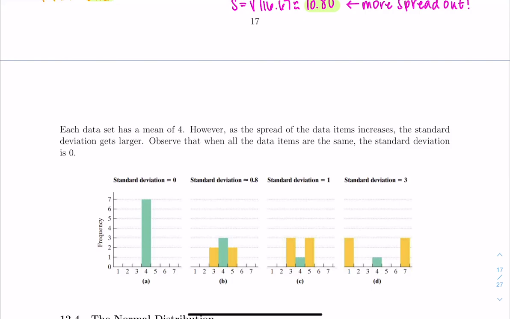In part C, we have a standard deviation of 1, and so now my yellow bars are getting even bigger, and the mean is getting smaller. Less data values in the mean compared to outside of it. And then for part D, we have a standard deviation of 3, and so you can see it's 3 bars or 3 tick marks to the left and to the right of the mean.